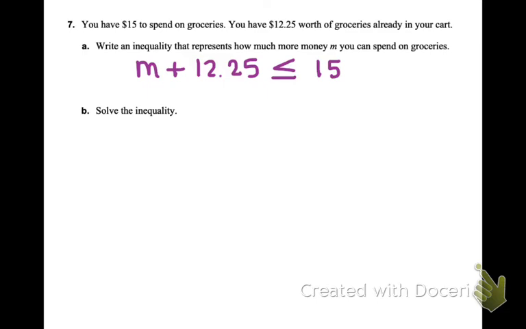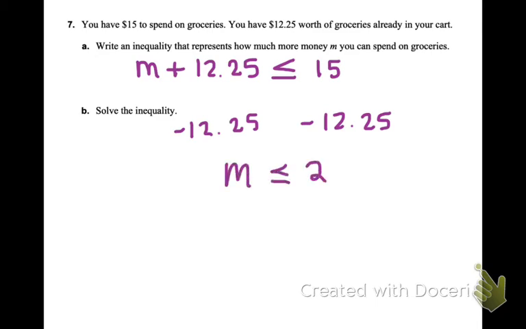And then the second one was just solve the inequality. So we'll just say, okay, we're subtracting 12.25 from each side. That's going to give us M is less than or equal to $2.75. We can only add $2.75 more of groceries to our cart if we already have $12.25 of groceries in our cart, so that we don't go over the $15 we have to spend on groceries for the day.